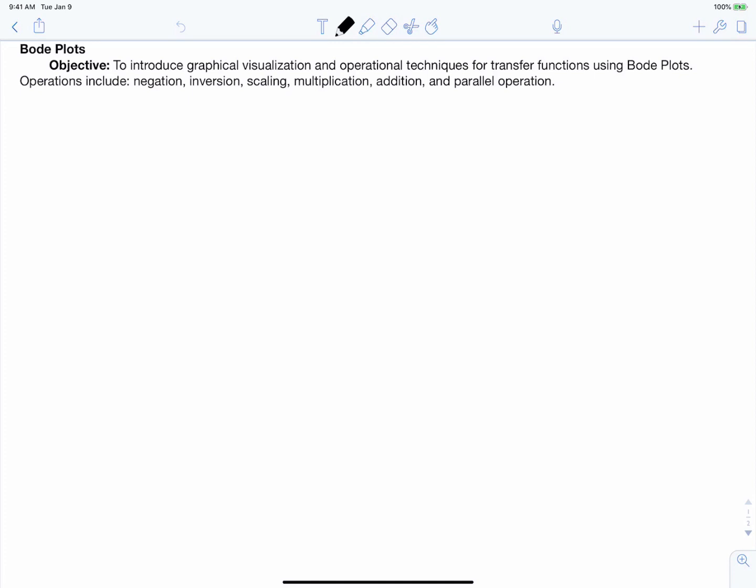The objective of this video is to introduce graphical visualization and operational techniques for transfer functions using Bode plots. Operational techniques will include the negation, inversion, scaling, multiplication, addition, and parallel operation of transfer functions. So specifically, we're going to be talking about techniques to visualize the frequency response of a circuit in terms of its magnitude and phase angle.